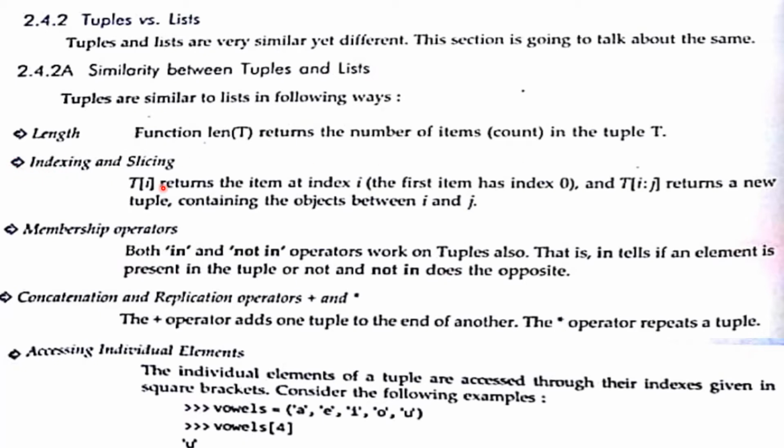Indexing and slicing is also the same as we have done in the list. Membership operators, both in and not in, work on tuples also. That is, in tells if an element is present in the tuple or not, and not in does the opposite. The same goes for concatenation and replication. Accessing individual elements, in tuples also we can access by index the elements which we want to access.